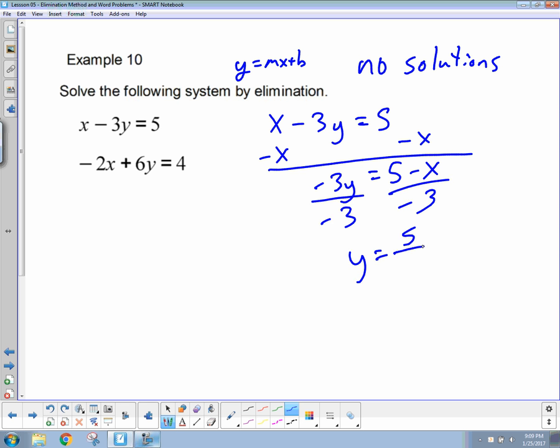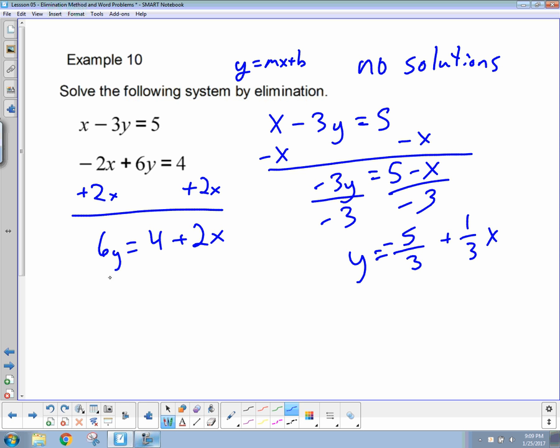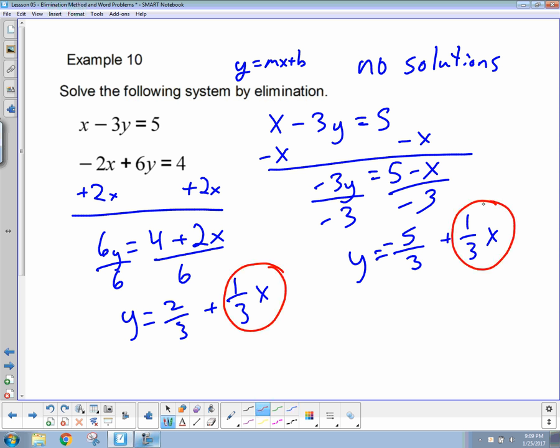Let's look at this one. Add 2x to both sides. 6y. Because remember, guys, these are lines, okay? We can put them on the coordinate plane. So let's see, that reduces to 2/3. And that reduces to 1/3. Oh, guys, look at that. Same slope, but the y-intercepts are different. So these are parallel lines, which means they never touch. That's why there's no solutions.